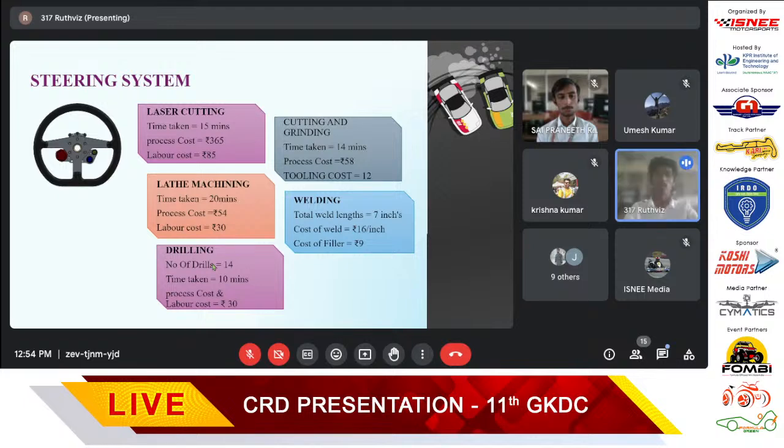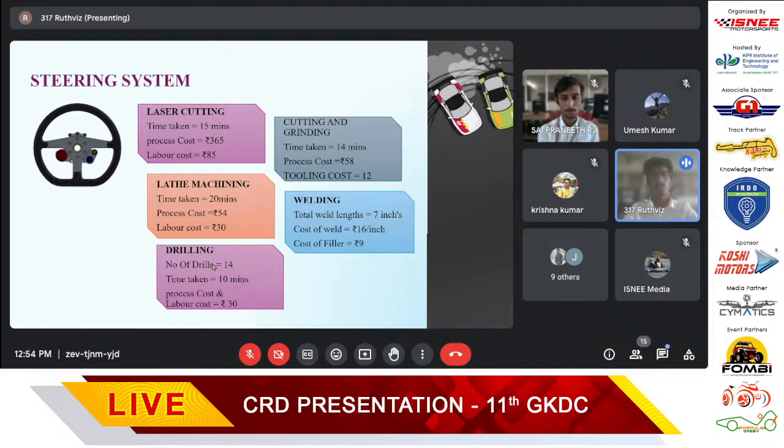Next, coming to lathe machining. In this lathe machining, we have done the nylon part for the bearing supports. This took 20 minutes, and the cost of process is 54 rupees. The labor cost is 30 rupees. Next, coming to cutting and grinding. The time taken for this cutting is around 14 minutes. Process cost is 58 rupees. Tooling cost is 12. Here the tooling cost is for the tools used while cutting and grinding.